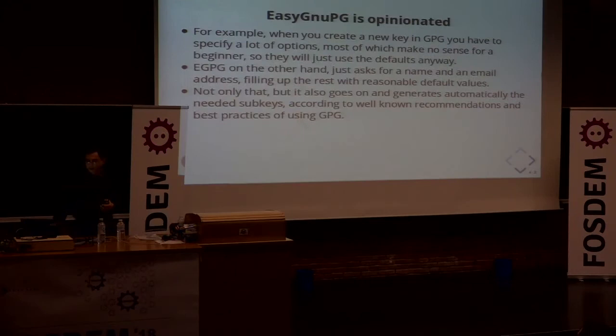For example, when you create a new key in GPG, you have to specify a lot of options, most of which make no sense for a beginner, so they will just use the defaults anyway. eGPG, on the other hand, just asks for a name and an email address, filling up the rest with reasonable default values. Not only that, but it also automatically generates the needed subkeys according to well-known recommendations and best practices of using GPG.